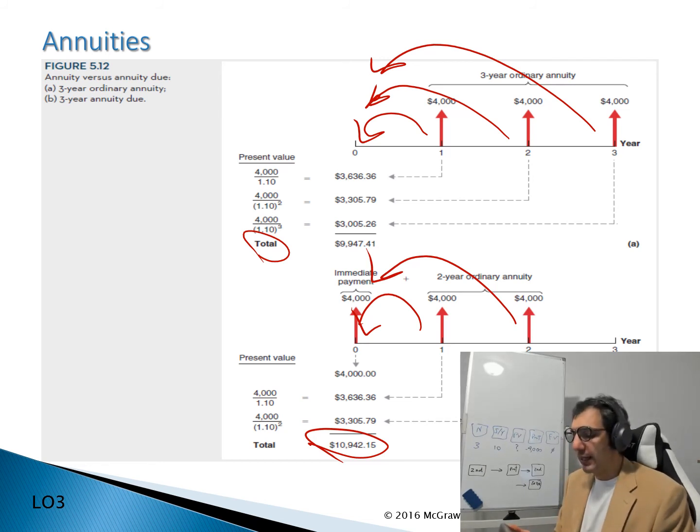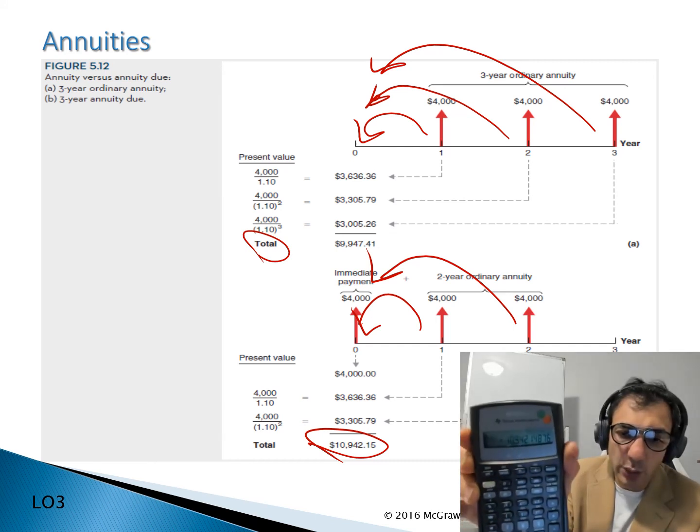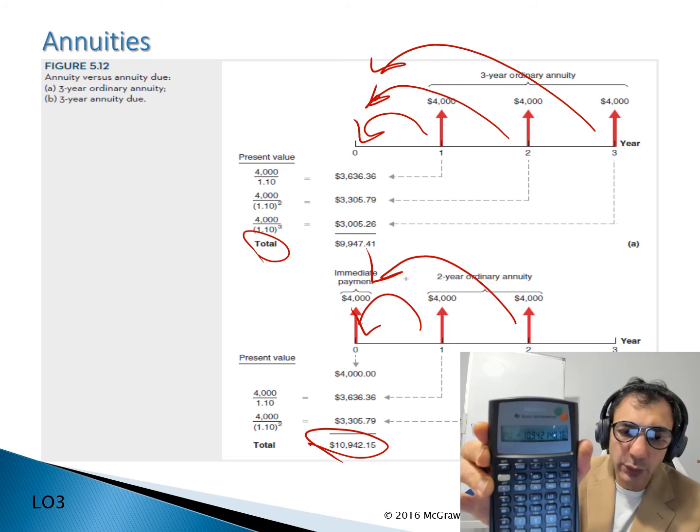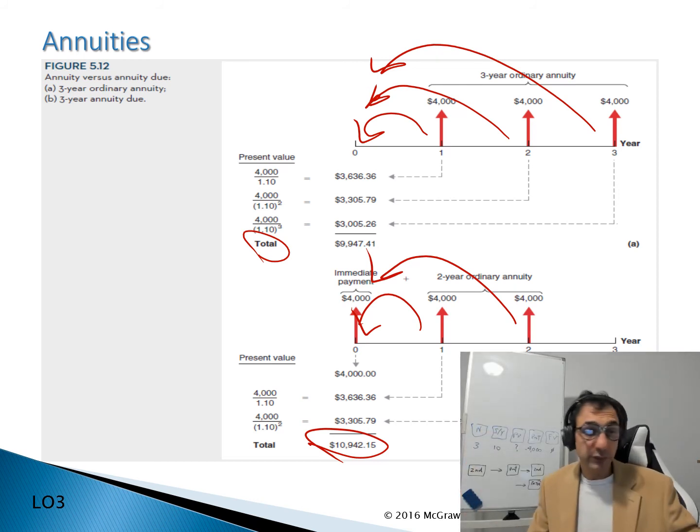So 3N, 10I/Y, negative $4,000 PMT, 0 FV, CPT, PV. So that's how you compute the present value, which gives you 10,942.